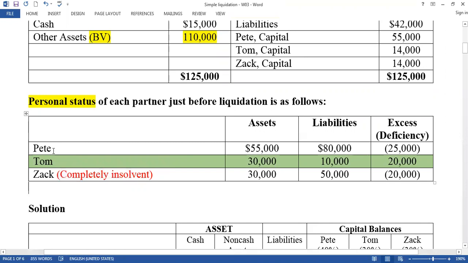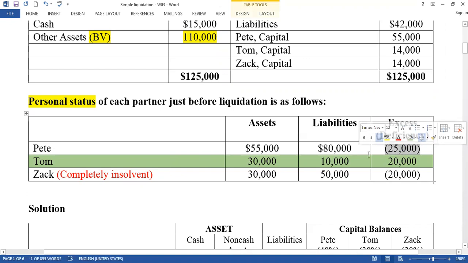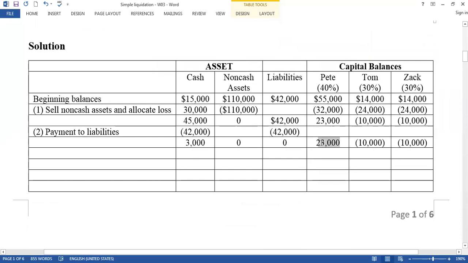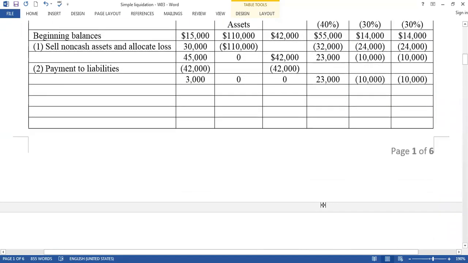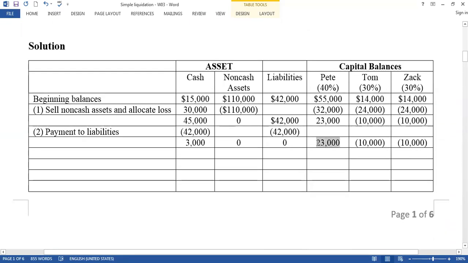Although P has a negative deficiency, although P does not have enough money to pay the liability, in the business situation we find that P is in a good situation. Why? Because his capital balance is positive. Although he does not have any personal asset, from the business perspective he is 100% safe, right? But Tom has the ability to bring capital from personal asset, but Jack is completely insolvent.